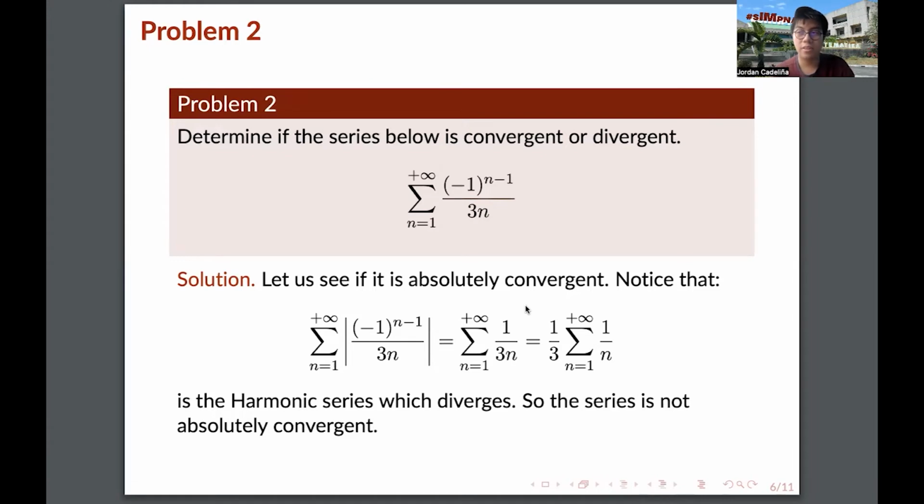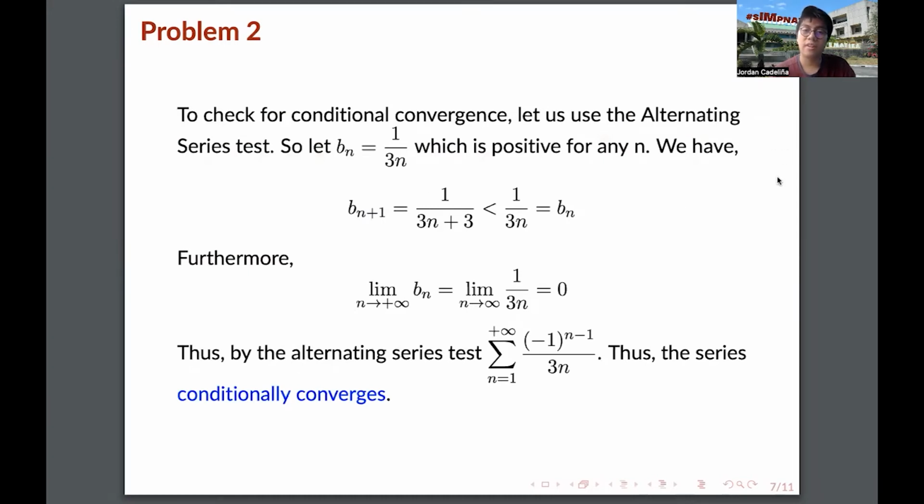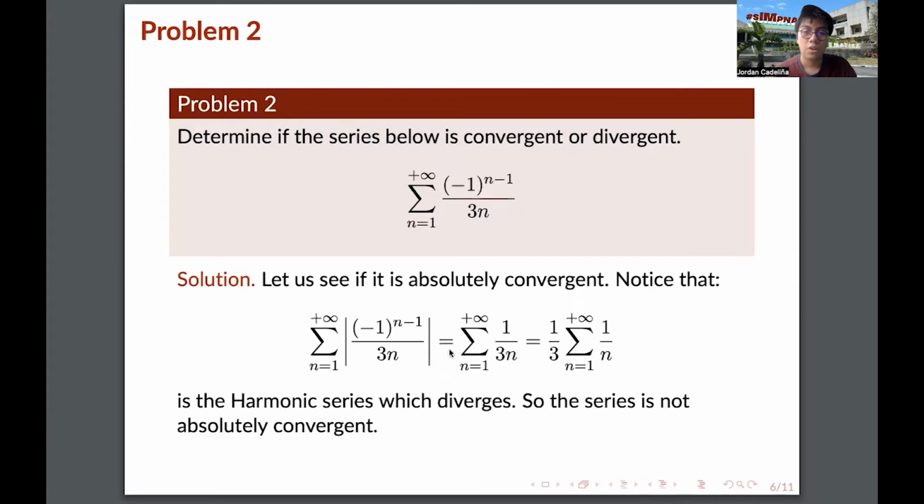So now let's test the second part, which is yung conditionally convergent. To test this, let's use the alternating series test. Kasi notice na yung -1 is alternating kapag yung exponent ay n minus 1.